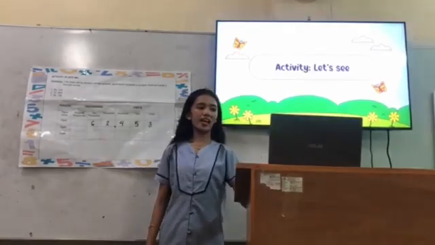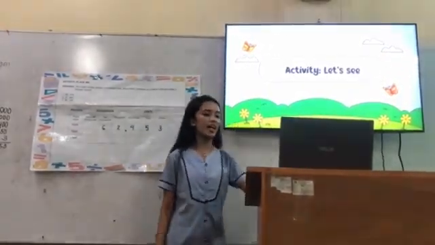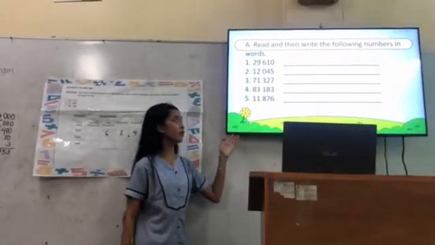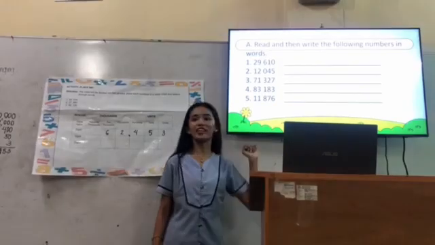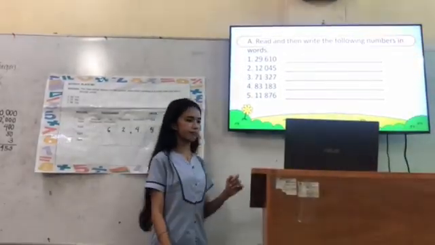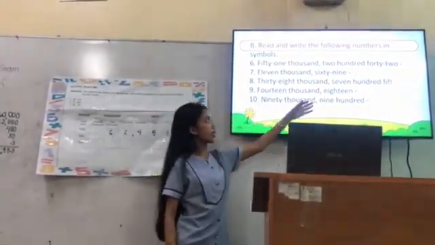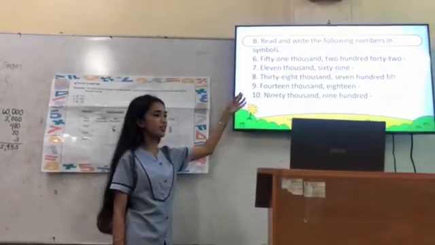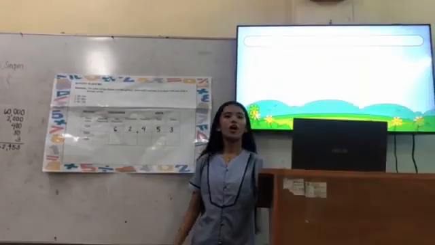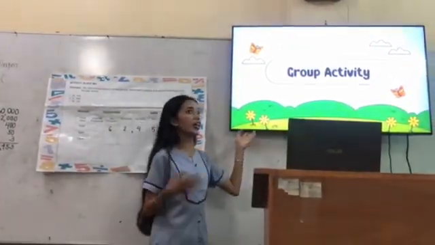To test your understanding, we will have another activity. This is entitled Let's See. Read and then write the following numbers in words. Are you ready, class? Okay, you may now start. Number 1, we have here numbers in words, and all you have to do is write them in symbols. Alright, it seems that you really understand our lesson for today.